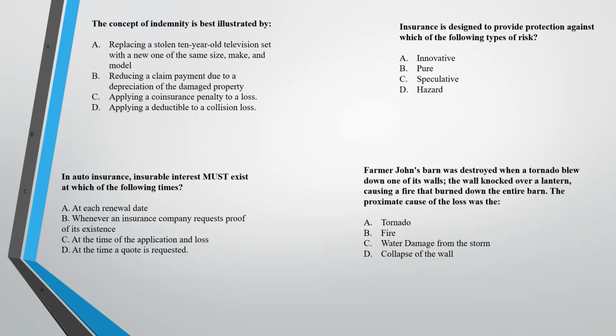That would be indemnity. In auto insurance, insurable interest must exist at which of the following times? I'm thinking C. Yep. So remember with insurable interest, first thing we want to identify is what is insurable interest. That is that you have to be in a position where you're going to lose something financially in the event of a loss. So an example I used yesterday was I can't think my neighbor's house is going to fall apart any minute and go and take out an insurance policy on him. I can't do that, because I won't lose anything financially. So that's insurable interest. Why must it be present specifically in auto insurance at the time of application as well as the time of loss?